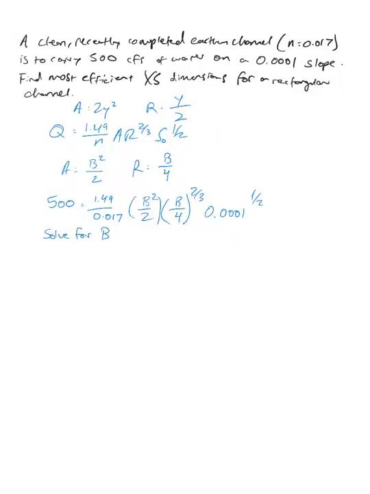And because we've put these relationships for A and R into Manning's equation, these relationships were based on this assumption of most efficient cross-section, which got us down to R equals y over 2, and then from there we could derive these relationships for A and R. So if we solve for B here, that should be the most efficient cross-sectional shape. Now I can reduce this all down, and I actually can solve for it explicitly. It winds up being 500 equals 0.1739 B to the 8/3, and B winds up being 19.82 feet.